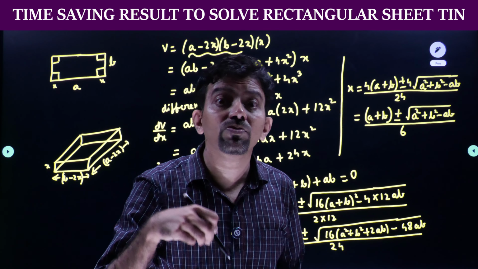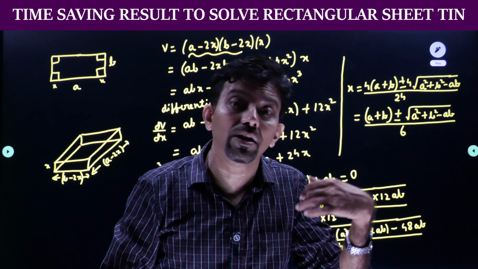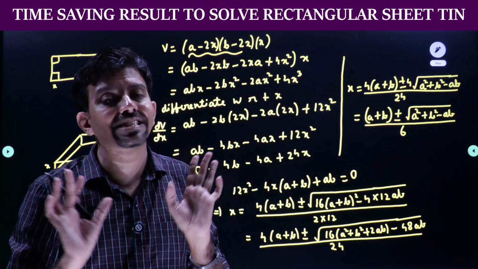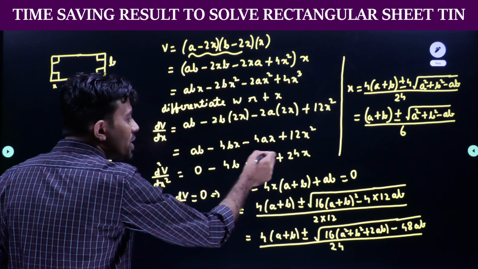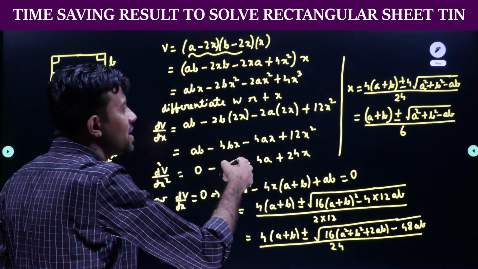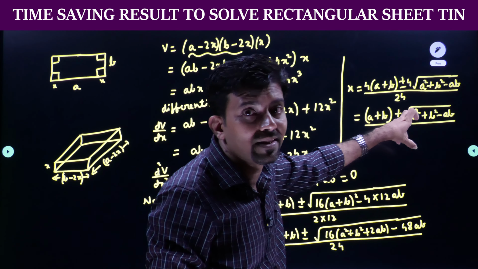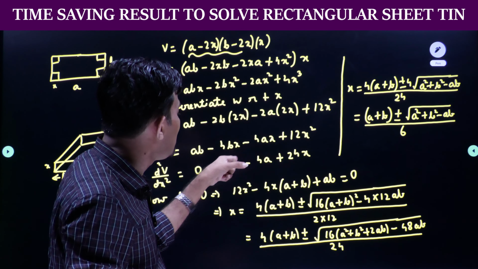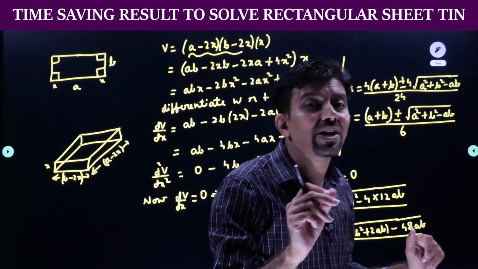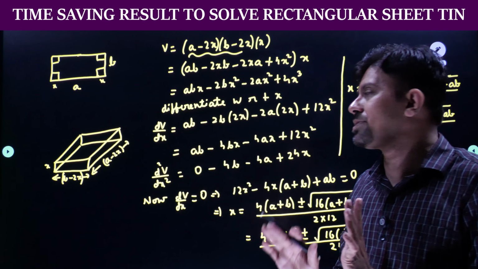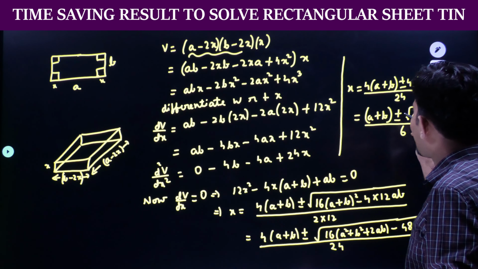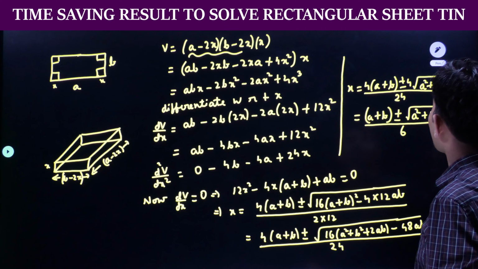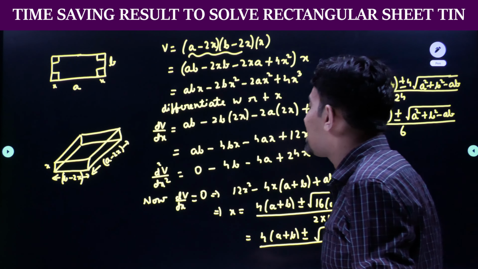I should decide for which value of x the second derivative becomes negative. So that condition for maxima is satisfied. So the second derivative is here. Correct? 24x minus 4 times a plus b. You plug in the value of x which you got, the critical point, in the second derivative. For which value of x do we get the second derivative as negative? So when x equal to a plus b minus root of a square plus b square minus ab by 6, I'll get the second derivative as negative.